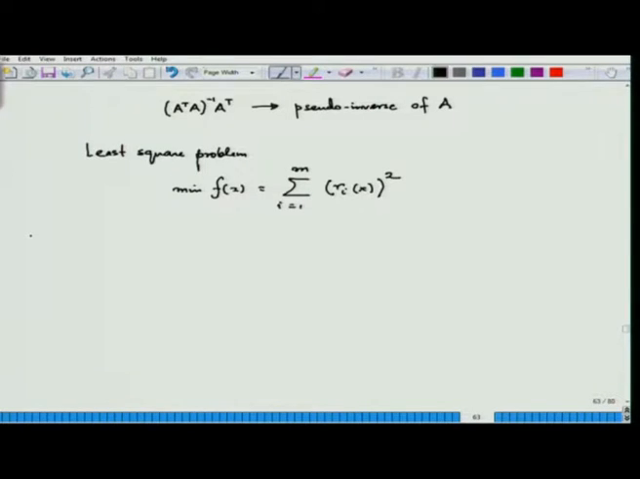So, I want to minimize over x, an element of R n. An example of such a thing comes possibly in regression. In regression analysis in statistics, the least square method is quite a chosen method.